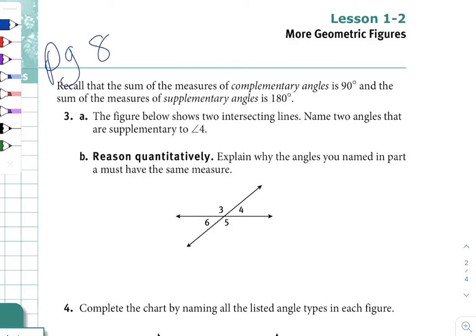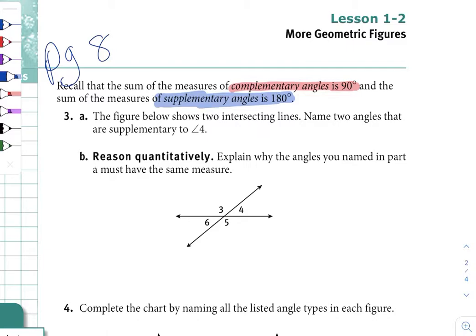Here it says, recall the sum of the measures of complementary angles is 90, supplementary is 180. I know it says recall. I went through the book. I didn't really see anywhere that the book said this at any time. I know I said it in previous problems, so I don't know why they're saying recall. But here you go. There it is for the first time. The book prints it. Let's take a look at what we have in number 3 here, part A and B.